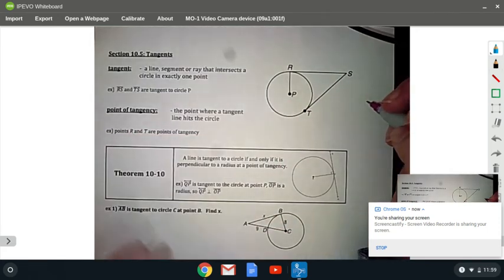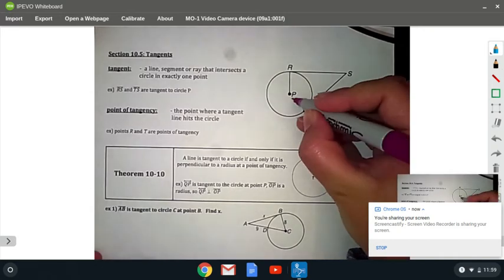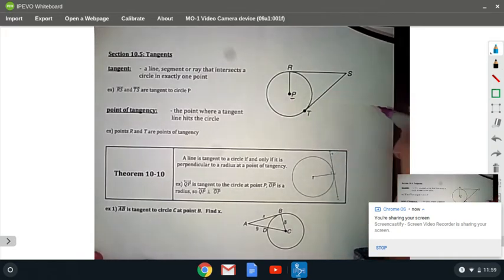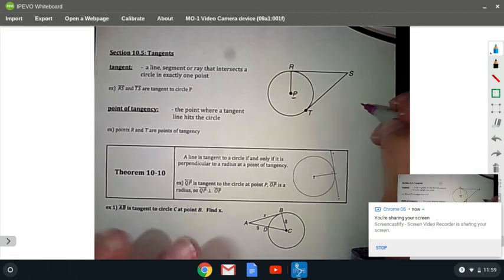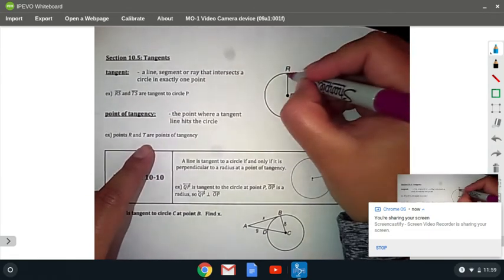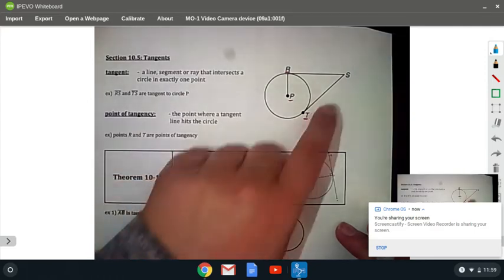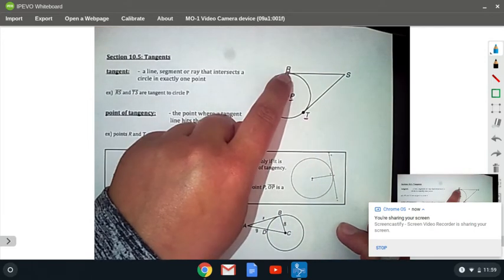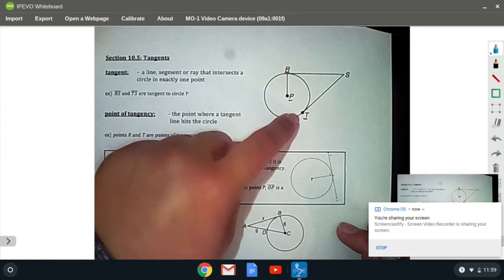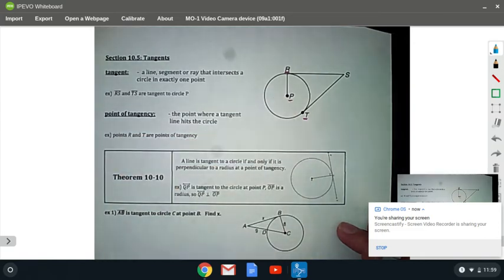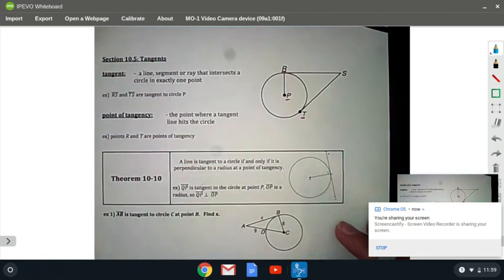We also have a point of tangency. It's the point where a tangent line hits the circle. Oh, sorry, not P. R and T. So R and T would both be points of tangency because this line comes and hits the circle at point R, hits the circle at point T. P is the middle of our circle. It's how we name our circle.